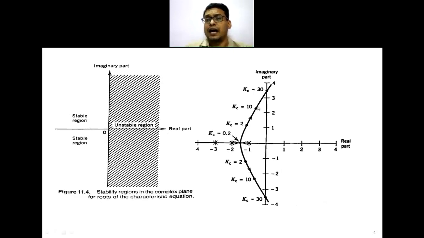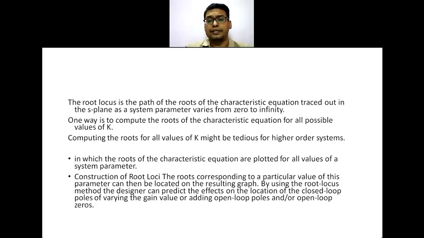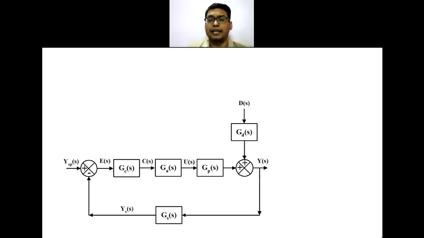Now in this case, after Kc equal to 30, it becomes an unstable system. As the root shifts towards the right side of the imaginary axis, the system becomes unstable. So whenever the value of Kc for this particular numerical is above 30, the system becomes unstable. Then what will be the break even point? It gives the transient response of the system subjected to different forcing functions, and it is obtained from the characteristic equation of any control system.